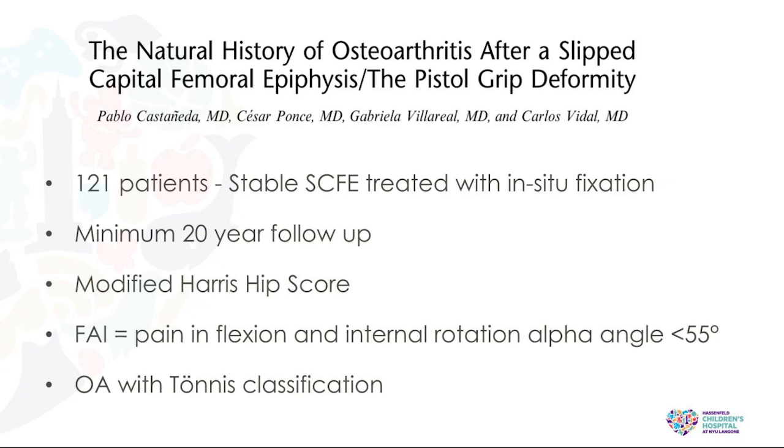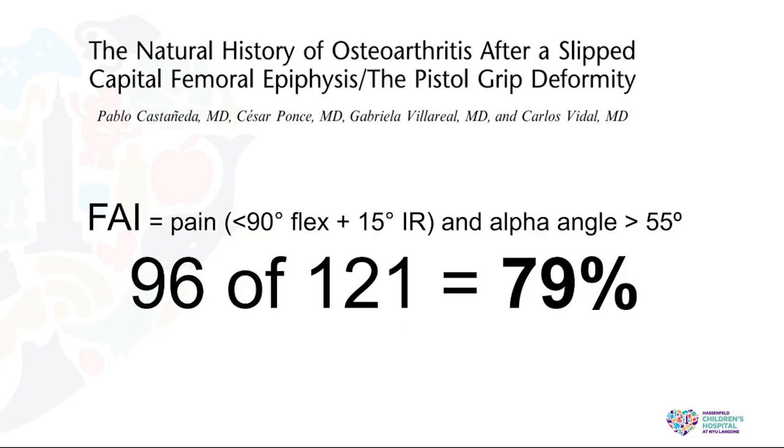And we used the alpha angle measurement of greater than 55. So if you had an alpha angle greater than 55 and pain on less than 90 degrees of flexion and less than 15 degrees of internal rotation, that's when we called it FAI. And we quantified the amount of osteoarthritis using the Tönnis classification. So what we found is that 96 of these 121 patients actually had clinically relevant and radiographic signs of femoroacetabular impingement. So it was pretty common.